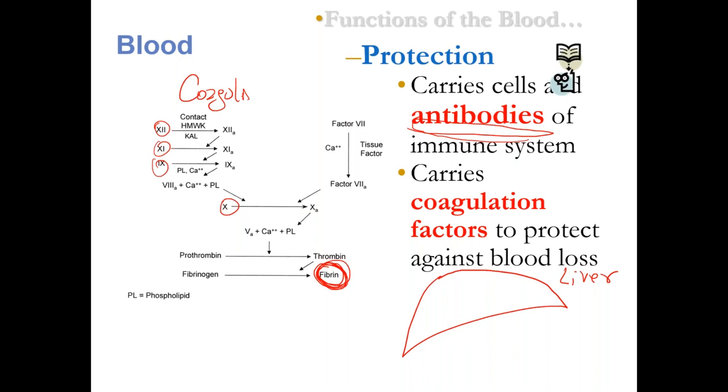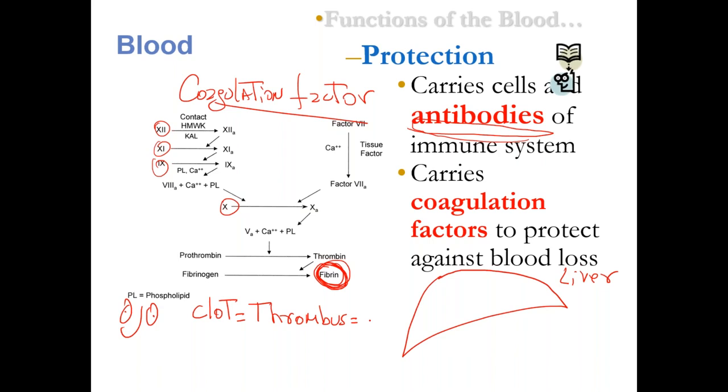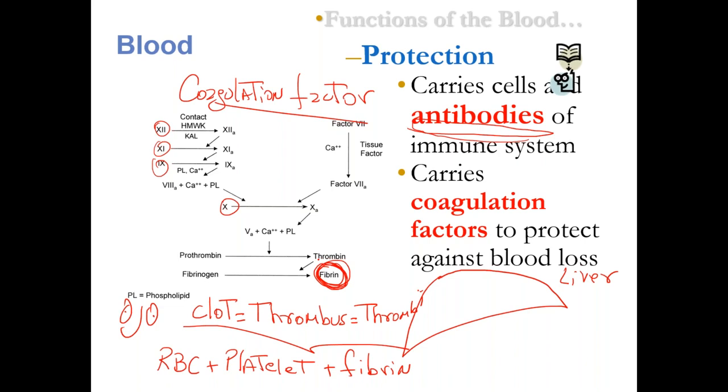We already know from the previous class, and open eyes, open ears again please, what a clot is. A clot is the same as a thrombus. In Latin the plural is thrombi, with an i. But anyhow, what is a clot? A clot is going to be the red blood cells plus the platelets plus the fibrin. And what is fibrin? It's a product of the coagulation factors.